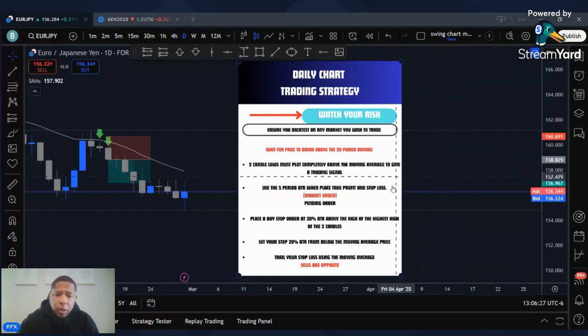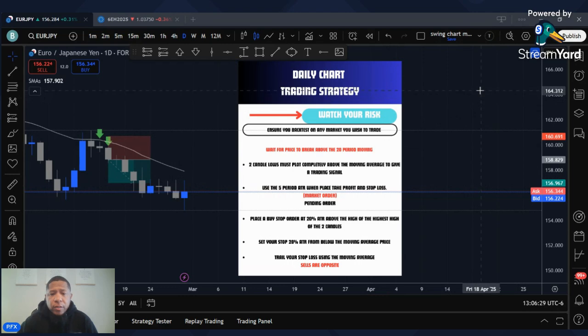But what we're gonna do is go over the trading strategy. Make sure you screenshot this so you can have it for yourself. All right, so we're looking at the daily chart trading strategy, and we're gonna go more over this when we get through the pairs. So ensure you backtest on any market you wish to trade.